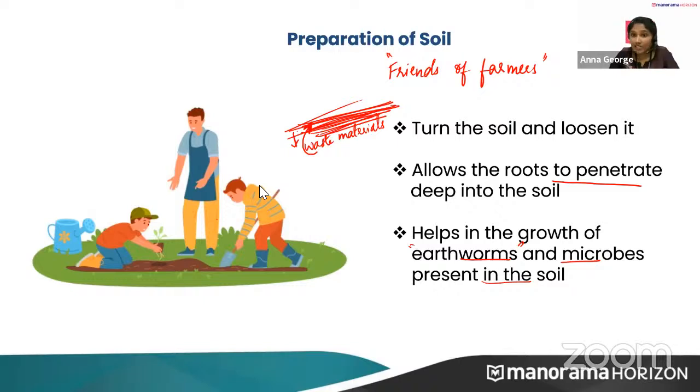Because these earthworms and microbes present in the soil decompose the waste materials and produce humus. That is a nutrient-rich organic component. So humus is produced by earthworms. That is why earthworms are called friends of farmers. It helps in the fertility of soil, or it improves the fertility of soil. Very good answer. Okay, so I hope this preparation of soil is clear for you. Is it clear, everyone?